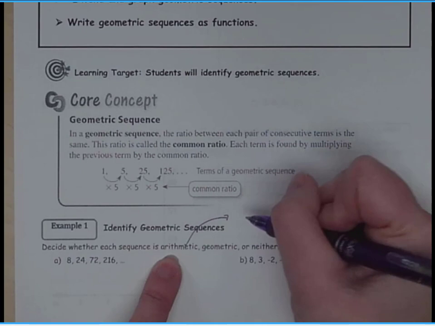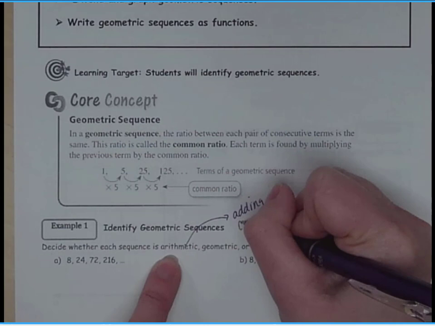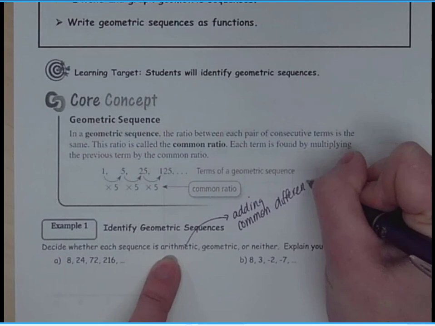Arithmetic sequences, that's when we add. We can add a negative or add a positive. And it comes with a common difference. It's how we find our patterns. And we use the letter D to represent that common difference.